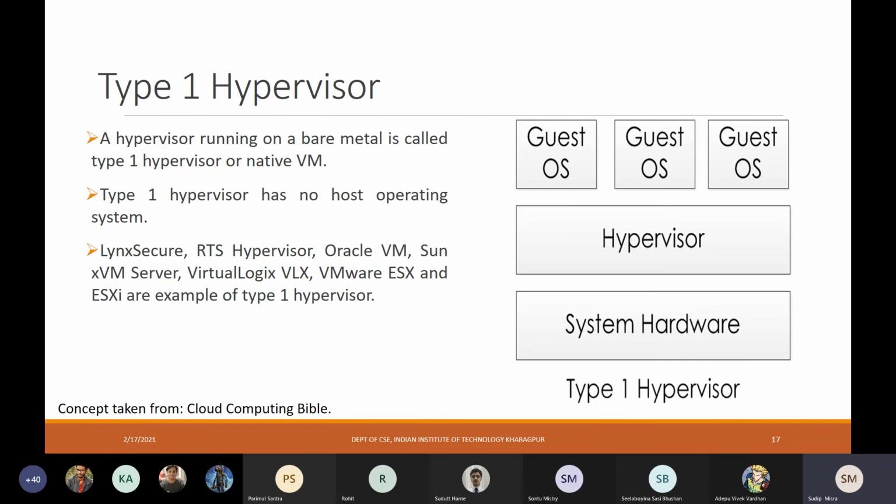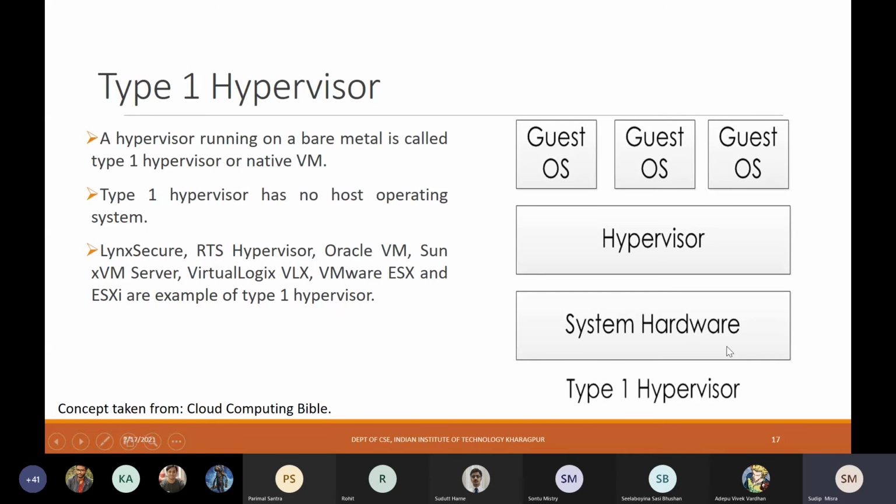So type 1 hypervisor looks like this. Look at the figure on the right hand side. We have the type 1 hypervisor. So what do you see over here in type 1 hypervisor? You have a bare metal system hardware. Okay. And the hypervisor basically runs on this bare metal. Okay. So hypervisor runs on this bare metal system hardware.